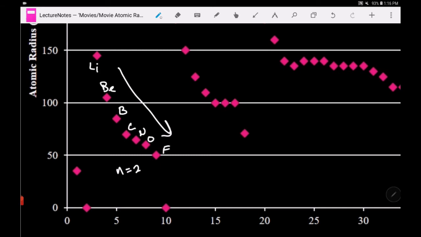This is because you're adding more protons to the nucleus, but you're not increasing the number of core electrons. So the effective nuclear charge, Zeff, is increasing as you move across a period. Same thing: as you move across a period, you would expect the atomic radius to decrease.